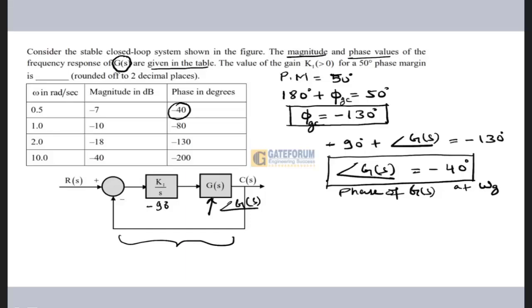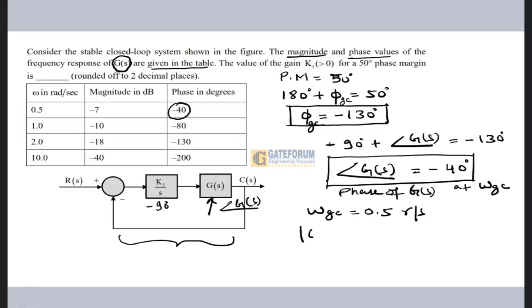Remember that, because the phase of GS can have any angle at different values of omega, but specifically at this gain crossover frequency I'm equating the angle. So this phase of GS, which is known to you, is for this particular frequency, that is omega GC. So omega GC is known to you as 0.5 radian per second.